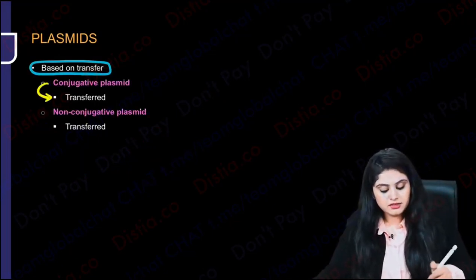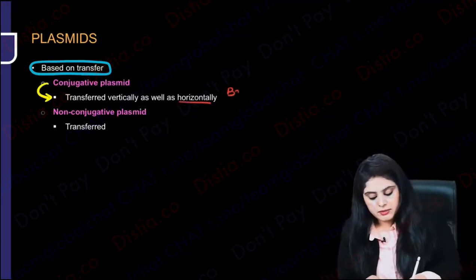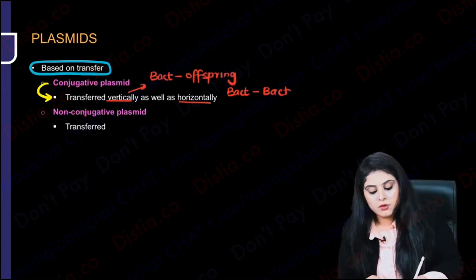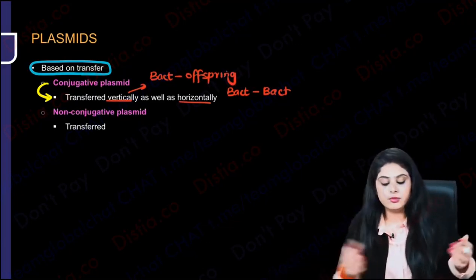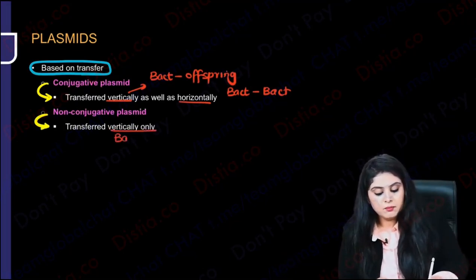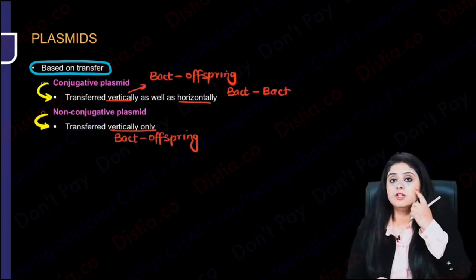Conjugative plasmids are the ones which are going to be transferred both vertically and horizontally. Horizontally basically means bacteria to bacteria, and vertically means bacteria to offspring, to the children. That is conjugative. Conjugative means everything is going to happen: bacteria to bacteria and bacteria to children. But non-conjugative ones are only transferred vertically. Vertically means only from mother to child, from bacteria to the offspring, meaning future generations. It is not going to get transferred horizontally.